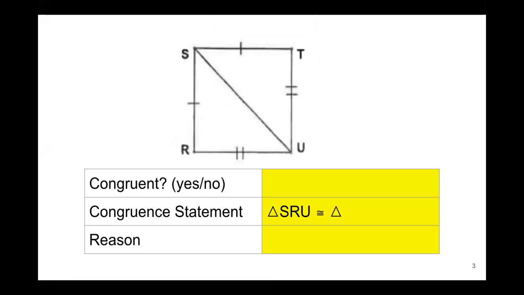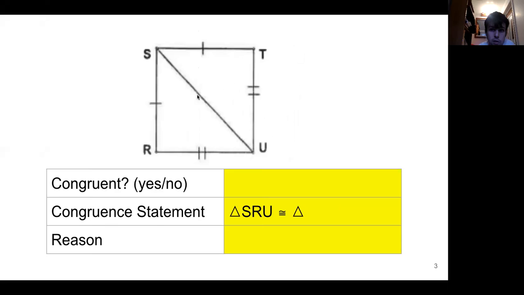Second thing is finish the congruence statement. So we need to finish naming the other triangle. And then what is our reason? By reason, I mean what triangle congruence theorem are we using? So I'm going to go ahead and start doing these.